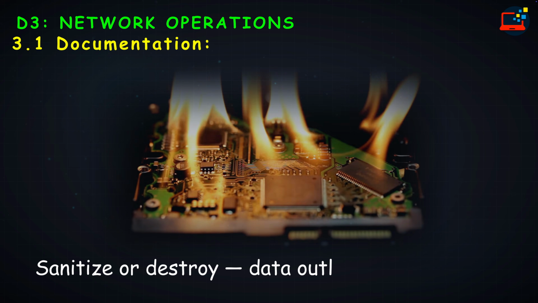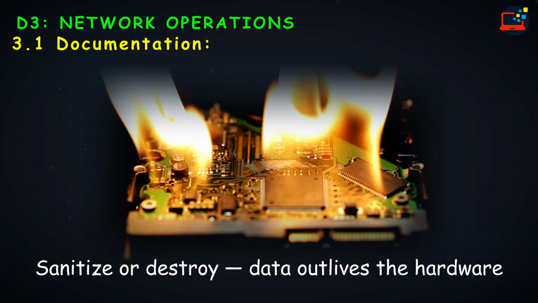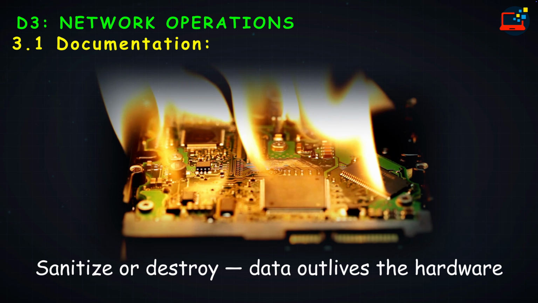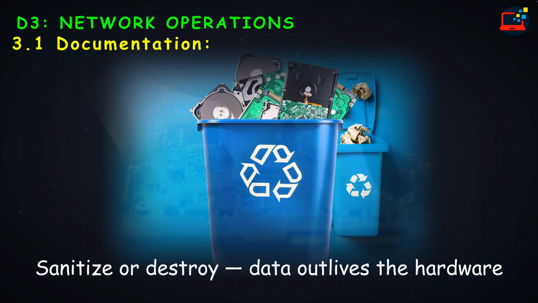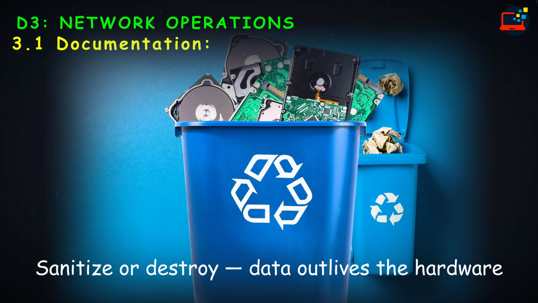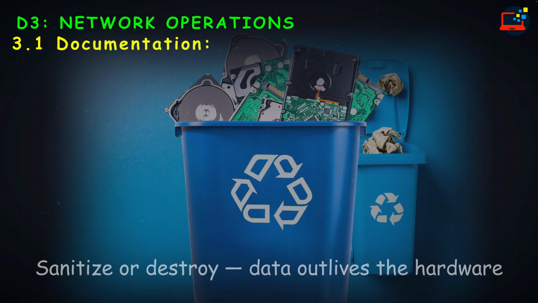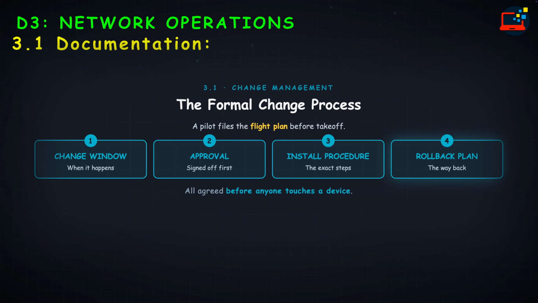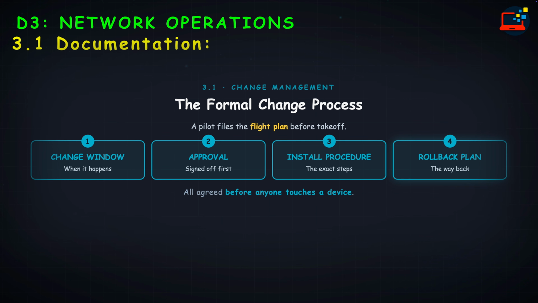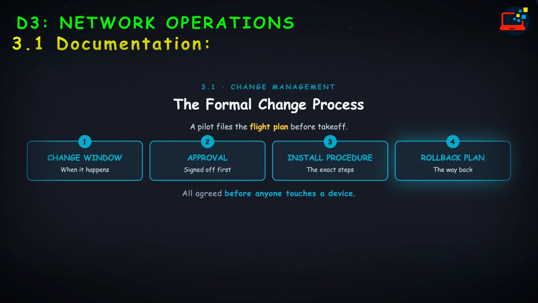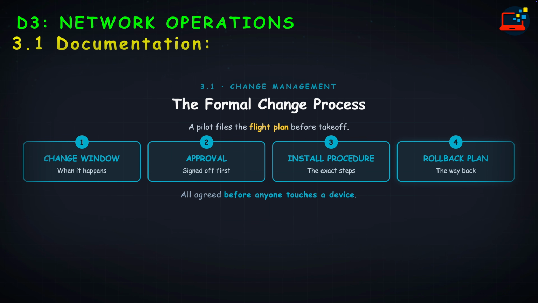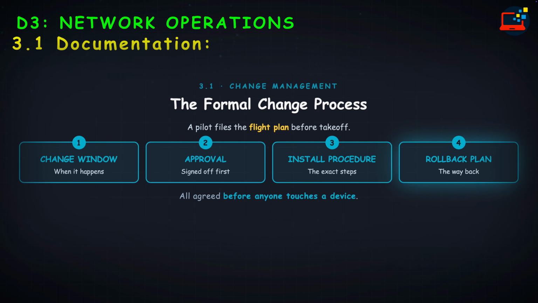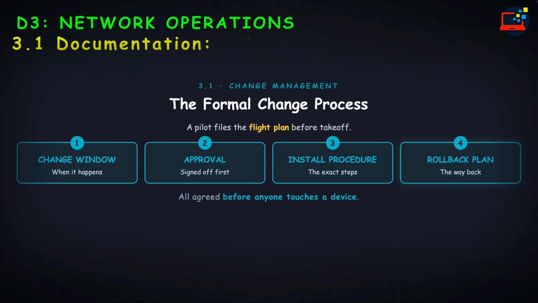Decommissioning is the other end of the cycle. When you retire a device, you sanitize or destroy its media first. You never toss a drive in the trash because the data outlives the hardware. And change management ties it together. It's a formal, documented process, a change window, an approval step, an install procedure, and a rollback plan all agreed before anyone touches a device. The pilot files the flight plan before takeoff.